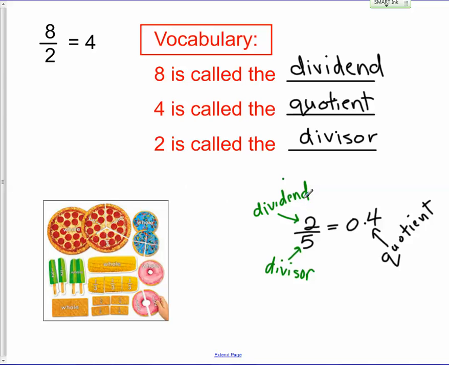And the same thing is true when you have a fraction that's less than 1. In this fraction, the 2 is the dividend, it's divided by the divisor, and it equals the decimal, which is the quotient.